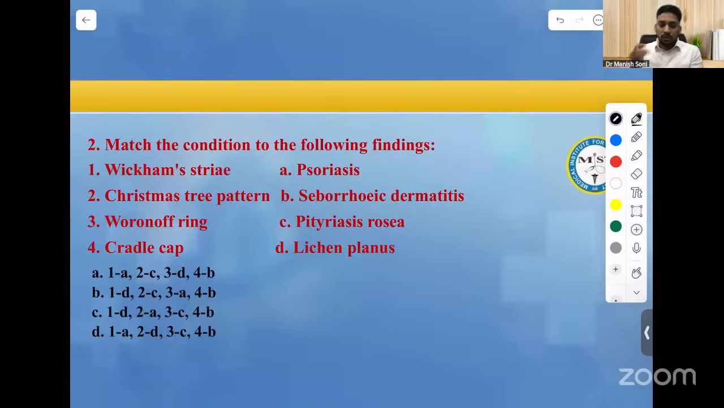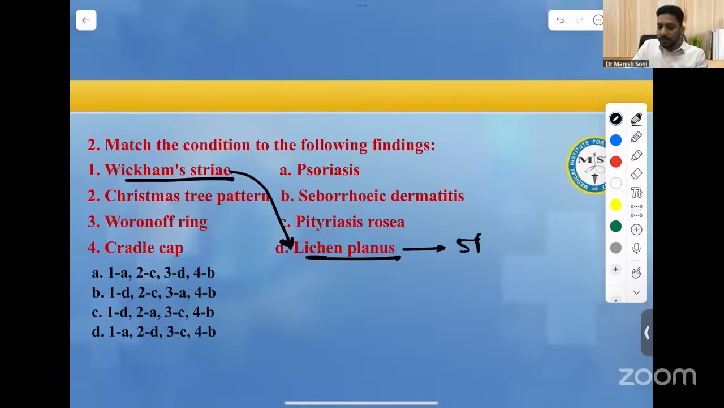Okay. So, first of all, Wickham striae. Do you know what is Wickham striae? See, Wickham striae is seen in lichen planus. When you encounter a patient of lichen planus, you will get 5 P's.